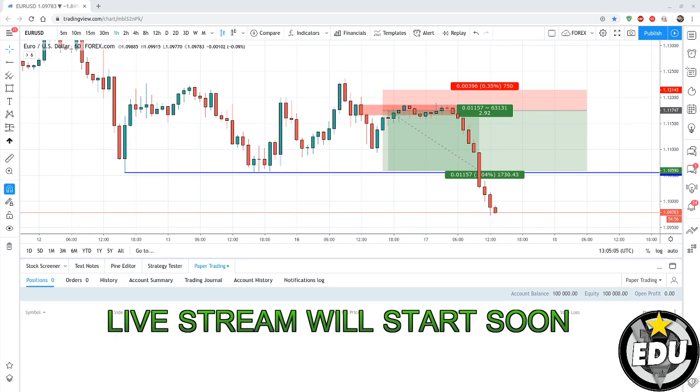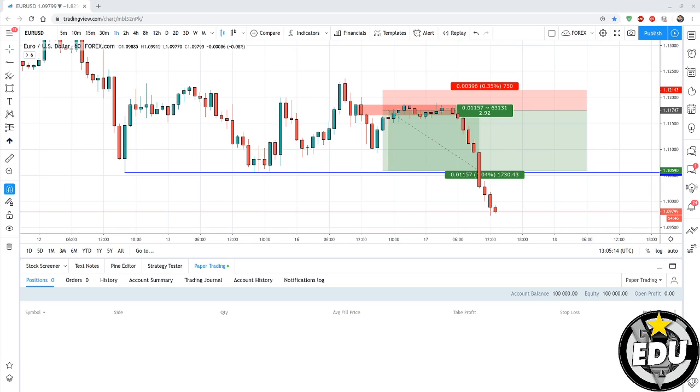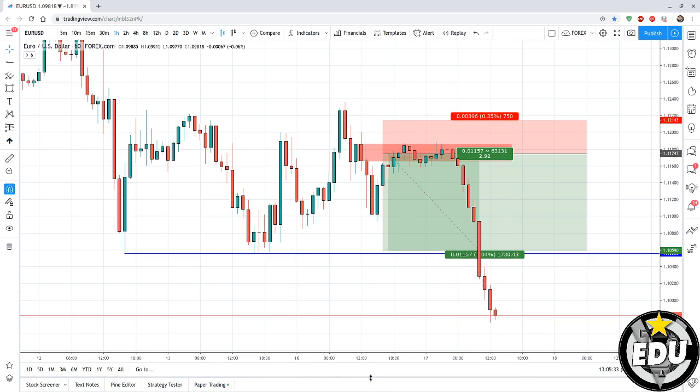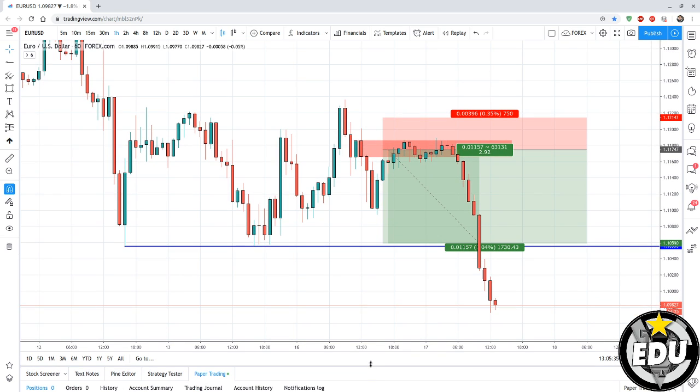Anyways, what I wanted to do here, I was going to do for the premium members that are in my chat, but I will do for everybody this time. So what I wanted to show you guys is how and why I traded this short setup, and how to open a paper trading account. A paper trading account is very important if you're just at the beginning of your trading journey.